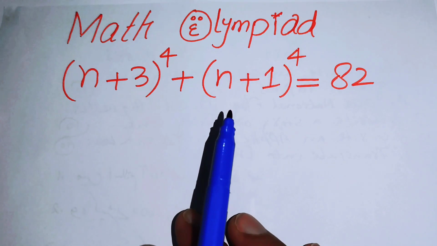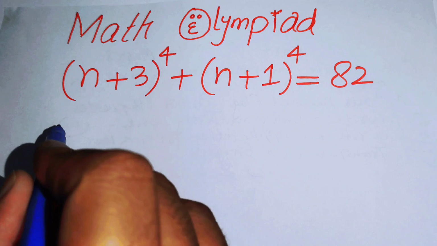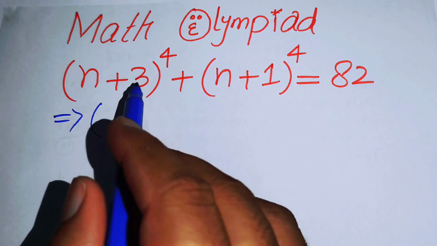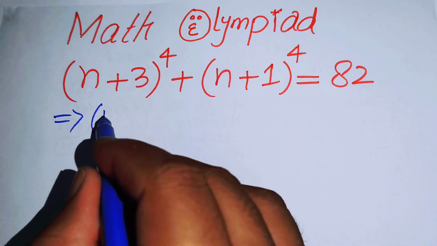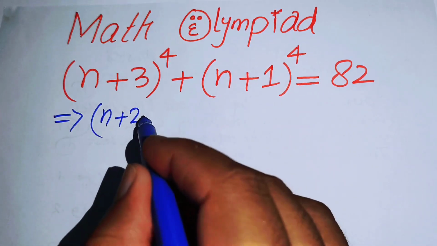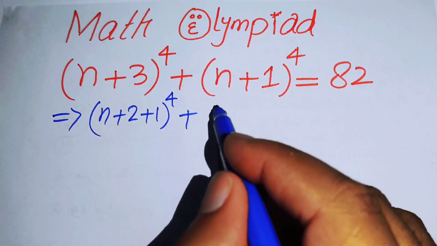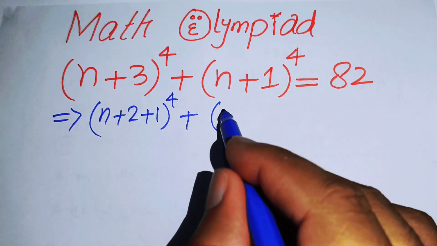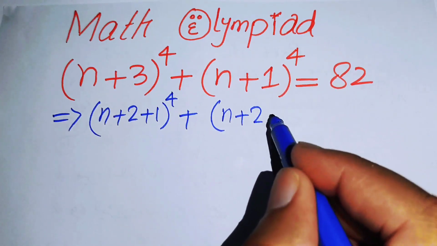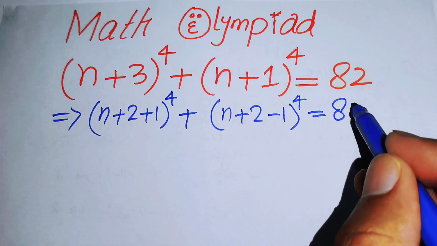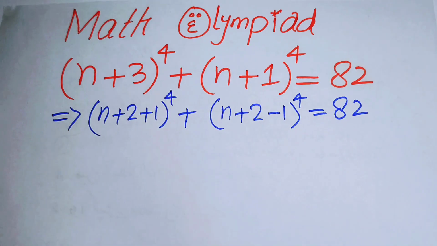So the very first thing we are going to do is rewrite this equation. Here you have n + 3, and I can write it as (n + 2 + 1) to the power 4, plus we will write this expression as (n + 2 - 1) to the power 4, and this whole expression is equal to 82.